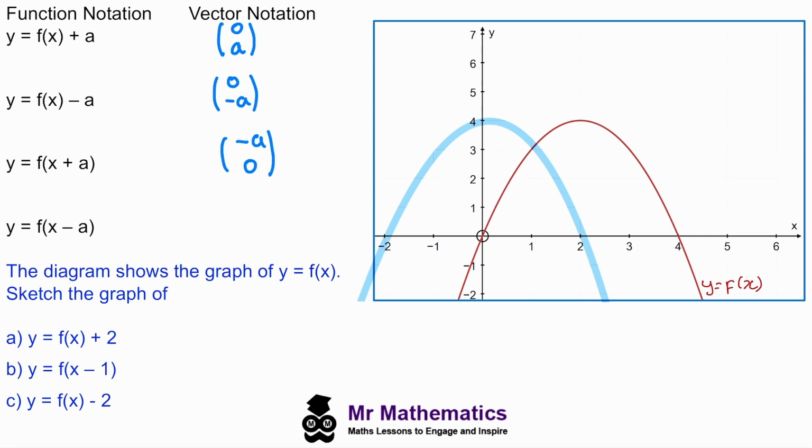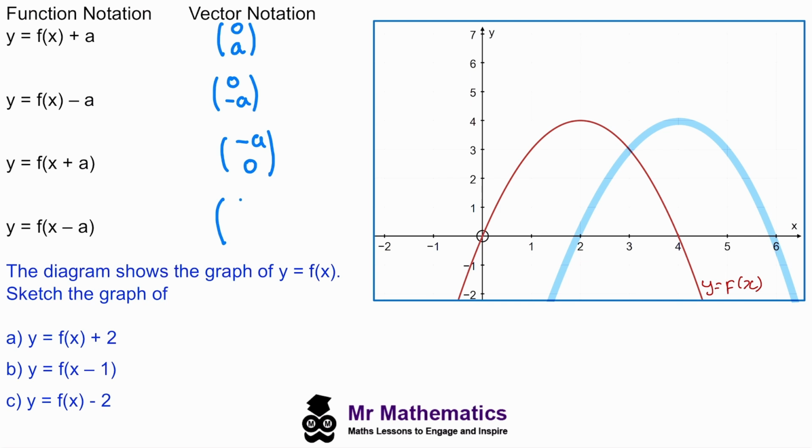And then when we have f of x minus a, and again this is in the brackets, now we're moving the curve to the right by a units. So if we want to go from this point to this point, we need to take away the 2 units, which is why this is a negative. So in vector notation, this would be a in the horizontal and 0 in the vertical.